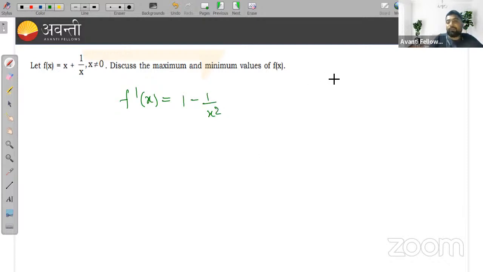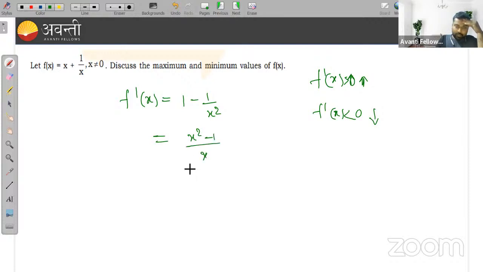And we know that when f dash of x is greater than 0, it means the function is increasing, and when f dash of x is less than 0, it means it is decreasing. Okay. So we can write this also as x square minus 1 upon x square. Also we will simplify this: x plus 1 into x minus 1 upon x square. Okay. Now check it one by one. Find all the critical points first.